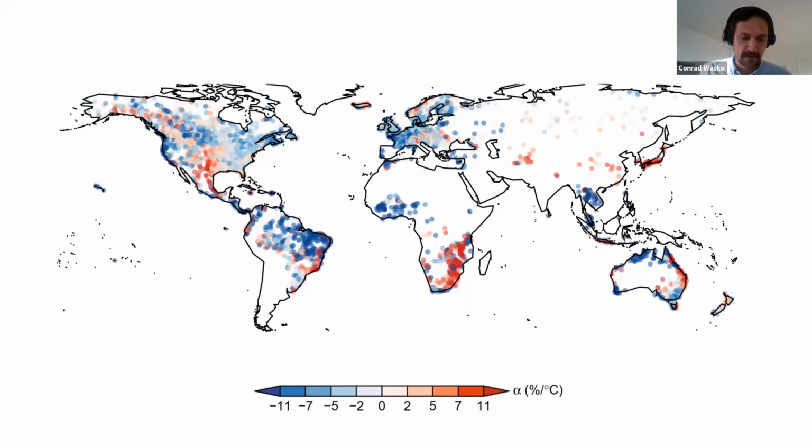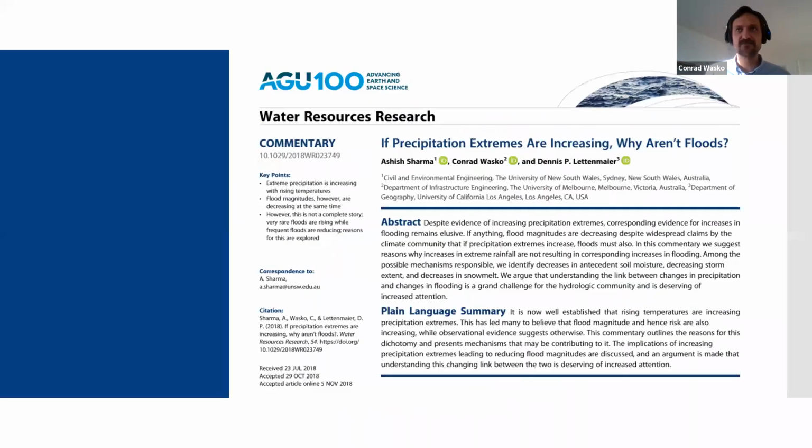That was really not what we had expected, and it really started to kick off a lot of research for us, trying to understand how stream flows might be changing under climate change, and why aren't they necessarily increasing? It led to us writing this commentary in Water Resources Research, which is a hydrologic journal, that asked: if precipitation extremes are increasing, why aren't floods?